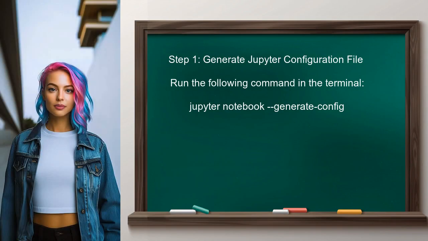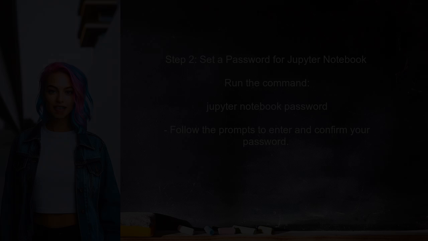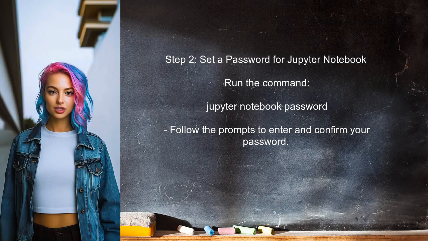To run Jupyter Notebooks locally with a password and no token, the user should start by generating a configuration file. This can be done by running a specific command in the terminal. Next, the user needs to set a password for the Jupyter Notebook. This is done by running another command that will prompt for a password and then save it securely.